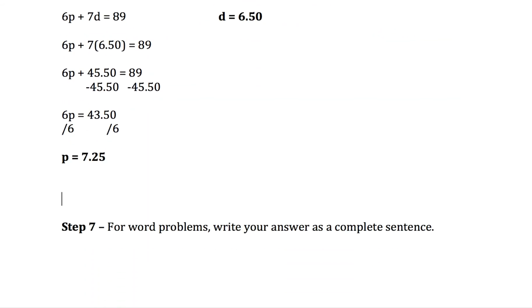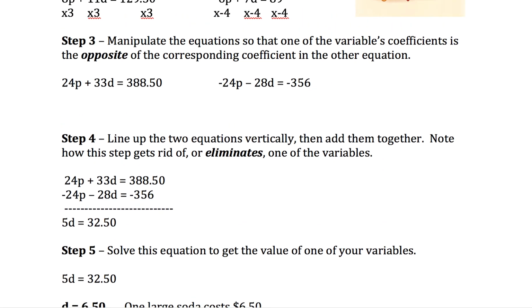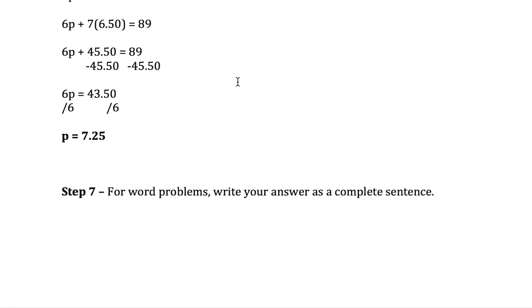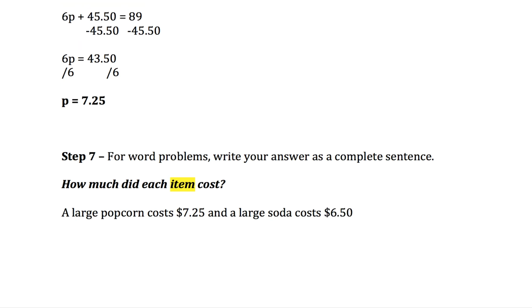And step 7, for word problems, write your answer as a complete sentence. So if we go back, the question was, how much should each item cost, right? So, a large popcorn costs $7.25, and a large soda costs $6.50.